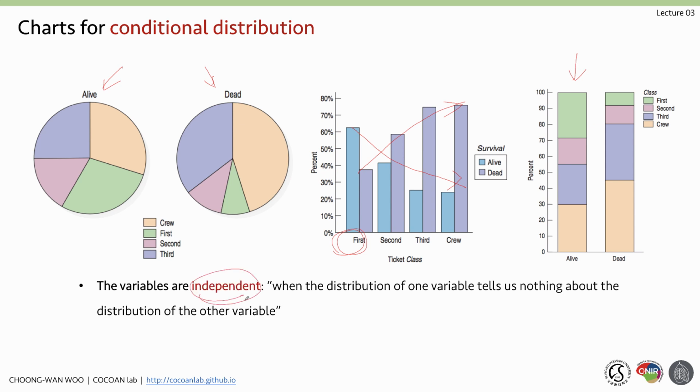So when you are saying the 2 variables are independent, that means the distribution of one variable tells us nothing about the distribution of the other variable. So if the survival variable tells us nothing about the class variable, or the class variable tells us nothing about survival, then they are independent. But here, as you can see, the class information tells us something about survival, right? Then they are not independent, they are dependent.